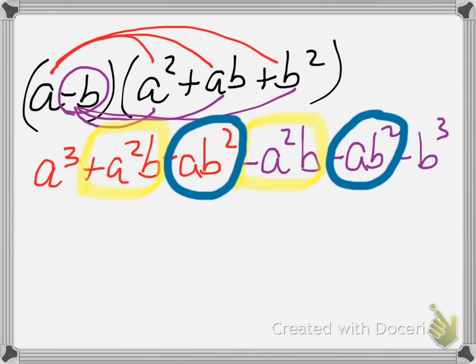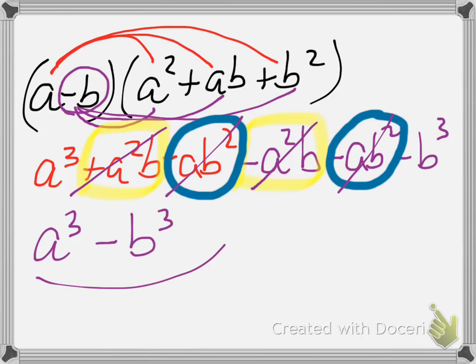So if I put that all together, I have a cubed. These two actually cancel themselves out because one's positive a squared b and one's negative a squared b. And then these two actually cancel themselves out too. So I get a cubed, b cubed. I can't subtract those two because they are unlike terms.